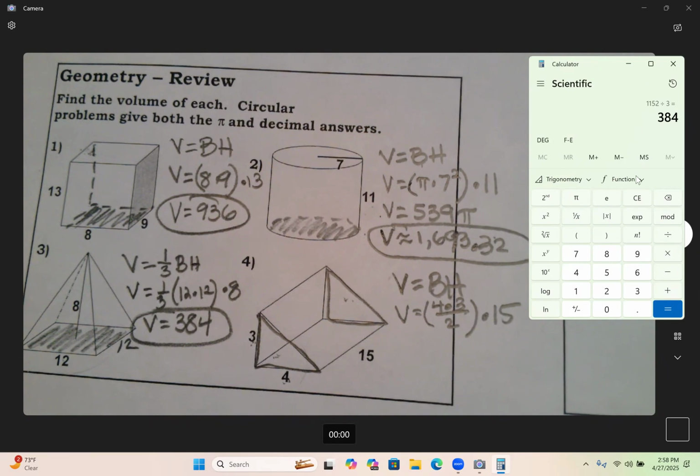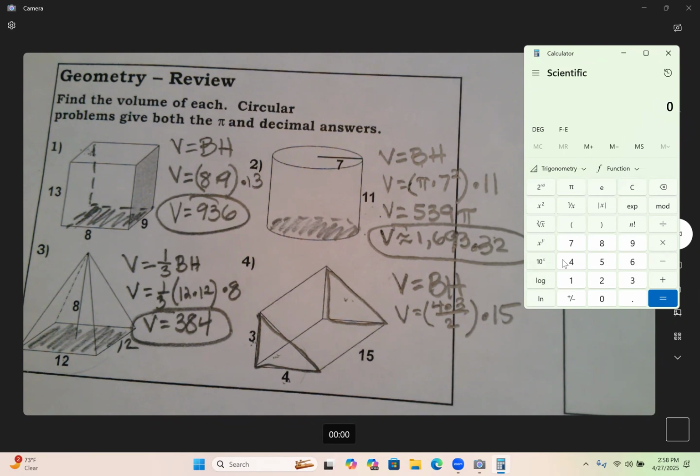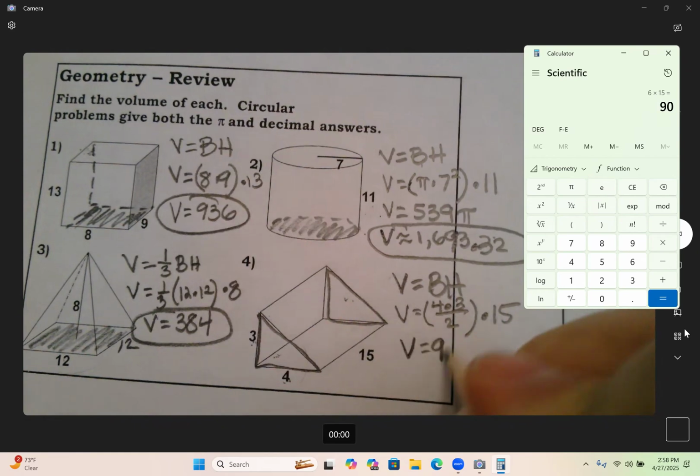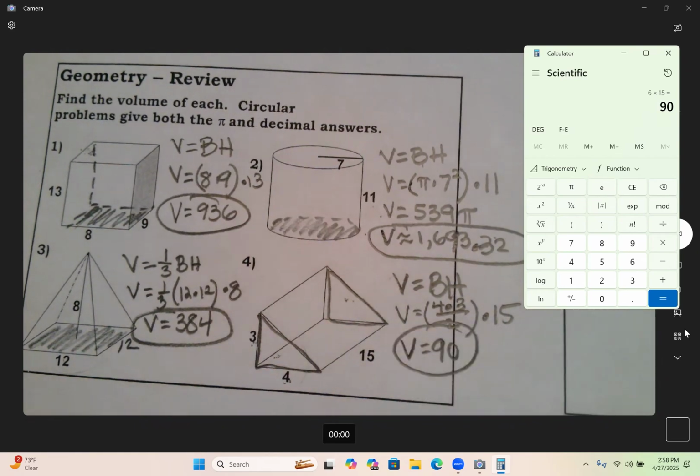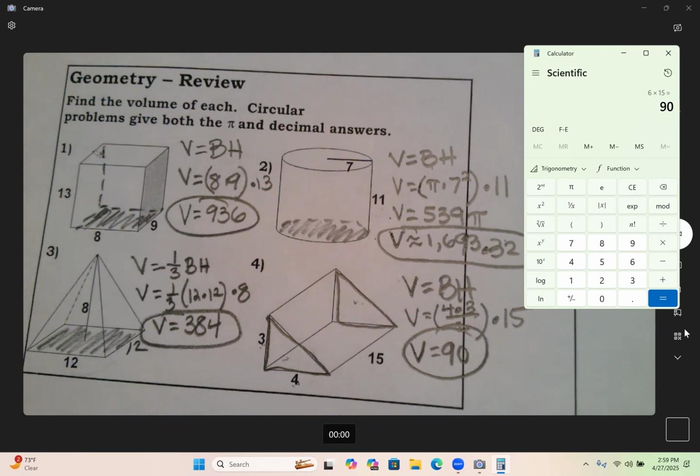So we're going to use our calculator again. 4 times 3 divided by 2. So the area of the base is 6, and then we're going to multiply by the height of the prism, which is 15. So this gives us a volume of 90. Okay. All right, let's take a look at now number 5.